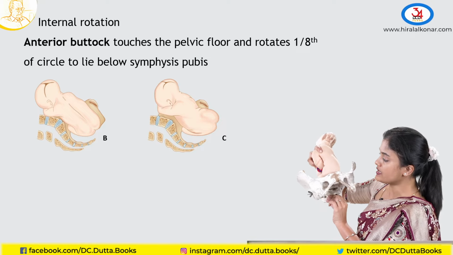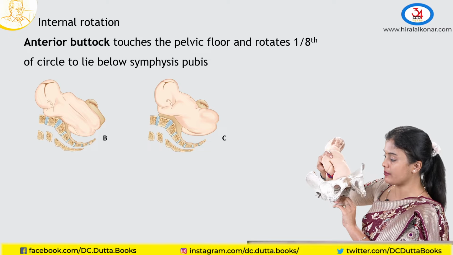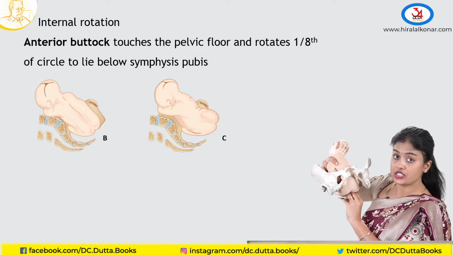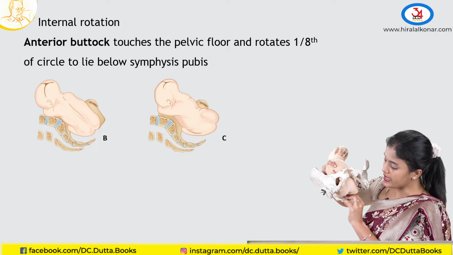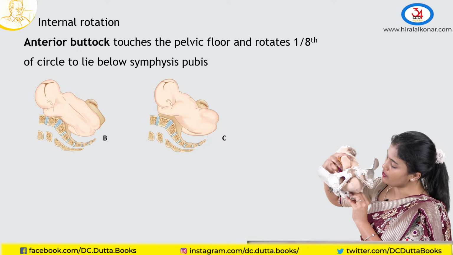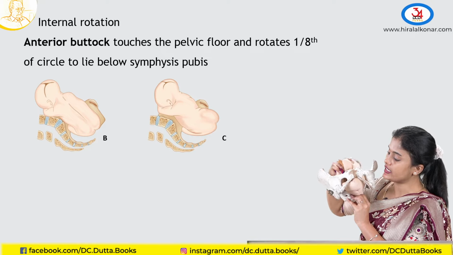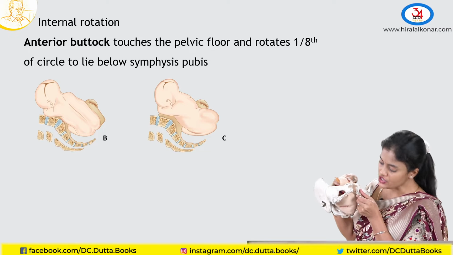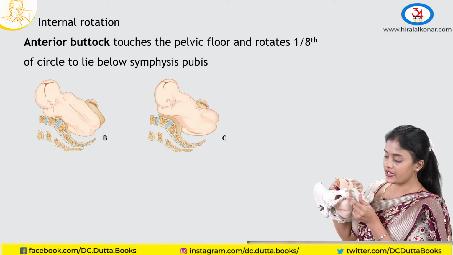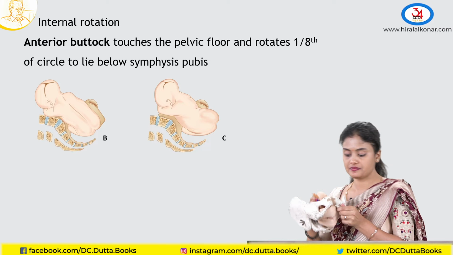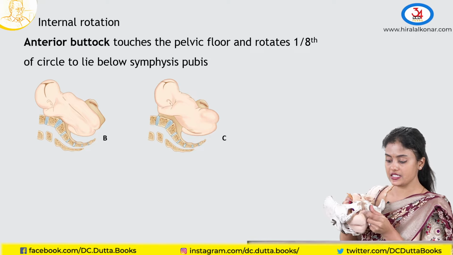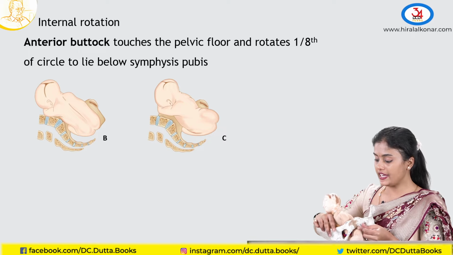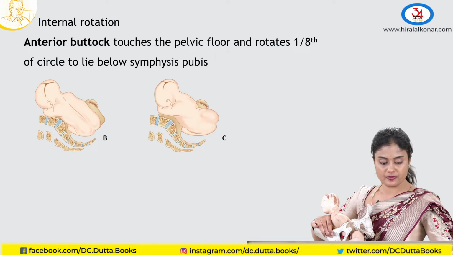This is how it entered at an angle of left oblique diameter, and then it entered and got compacted, and the anterior buttock touched the pelvic floor, and then it rotated anteriorly by 1/8 of the circle, and the anterior buttock is hinging behind the pubic symphysis. Okay, this is internal rotation of the breech.